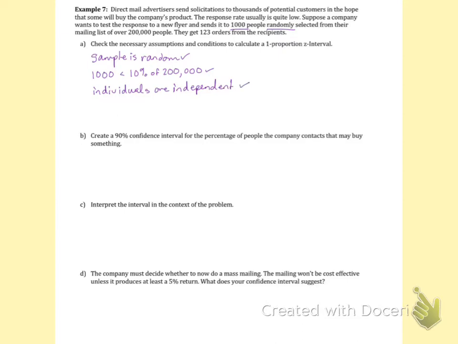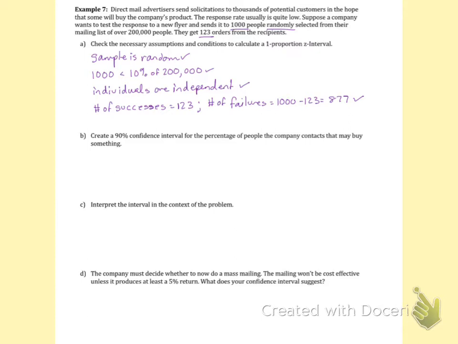And then finally, we need the success-failure condition. So it tells us right here that they have a success of 123 orders. So the number of successes is equal to 123, which means the number of failures is going to equal that total 1,000 minus 123, which is 877. So we need more than 10, so we've definitely met that condition.